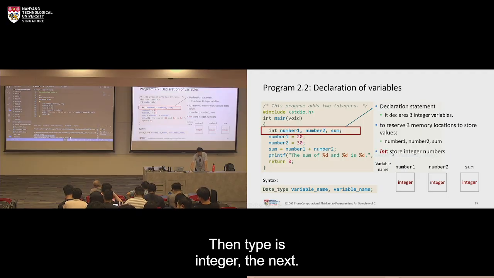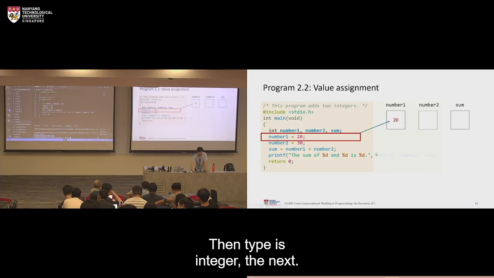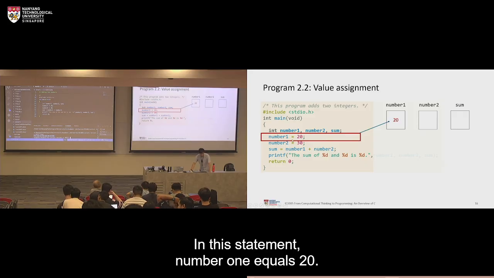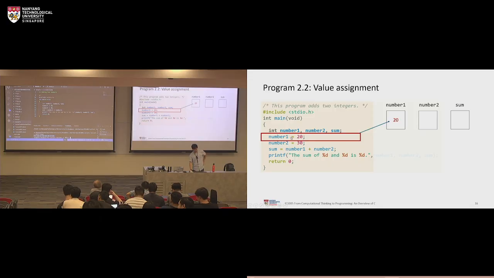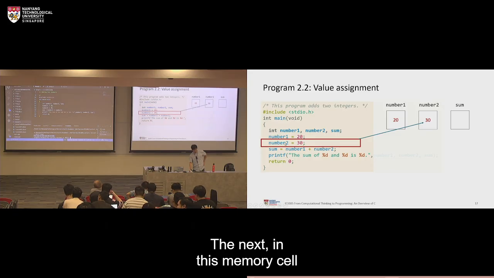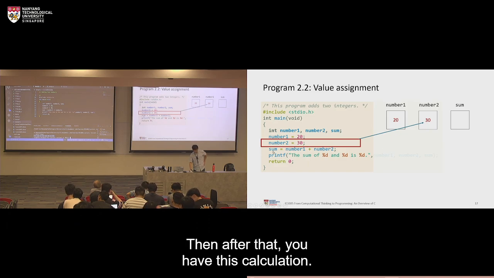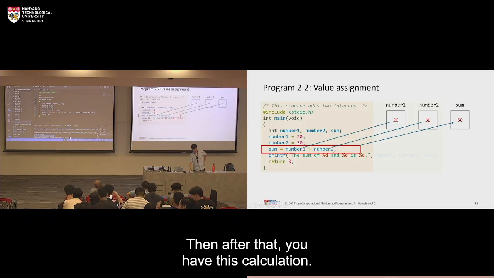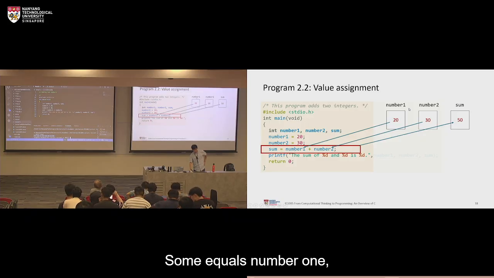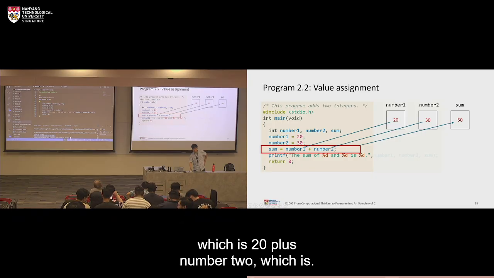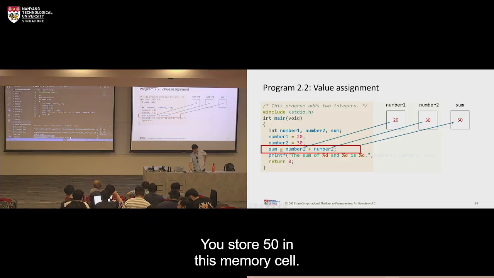Okay, then type is integer. Then next, in this statement, number 1 equals 20. So in this memory cell, you store the value 20. Then next, in this memory cell for number 2, you store 30. And then after that, you have this calculation. Sum equals number 1, which is 20, plus number 2, which is 30. So you store 50 in this memory cell.